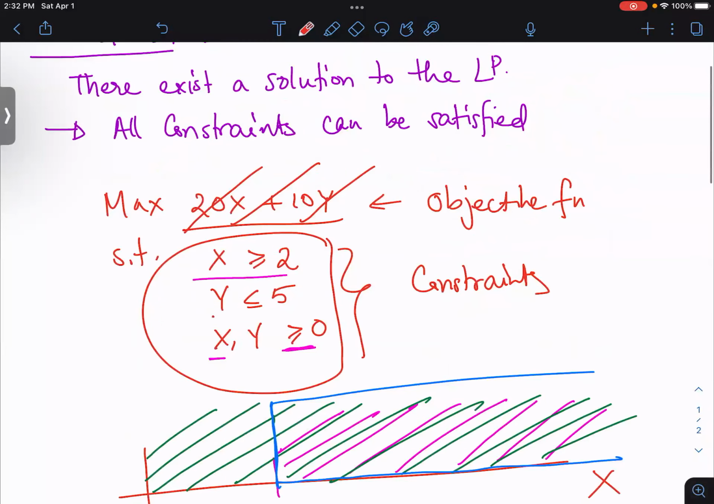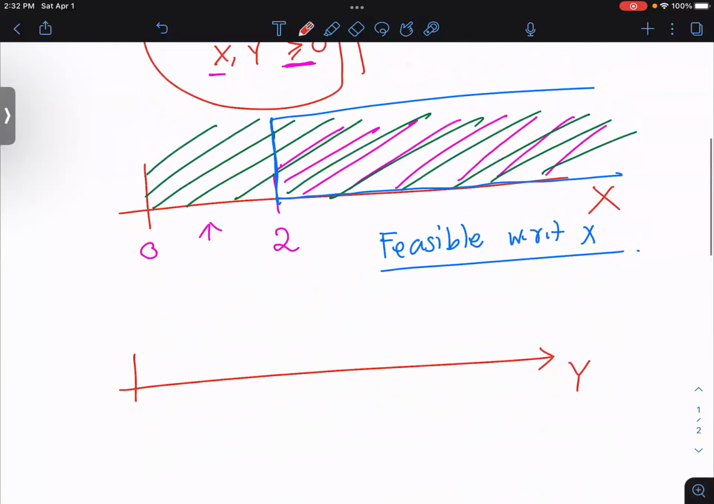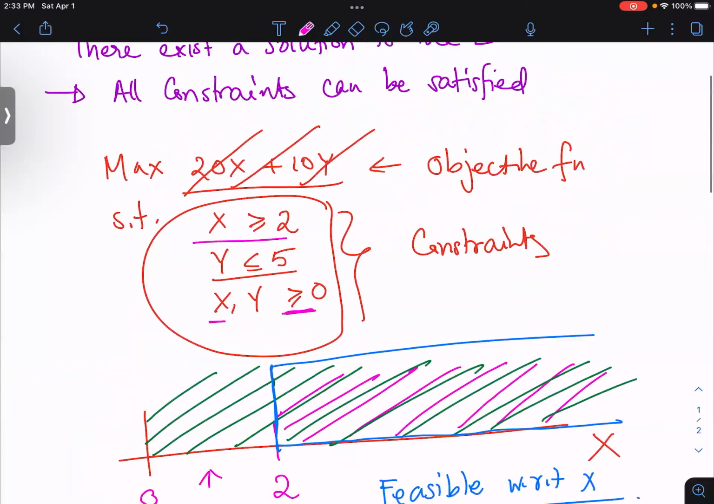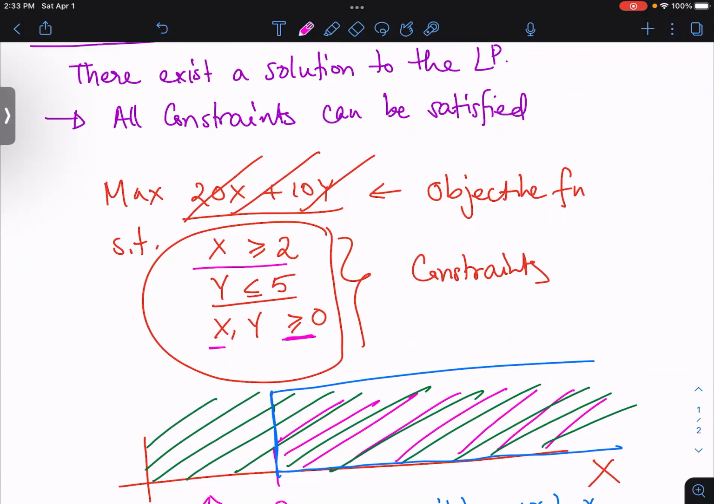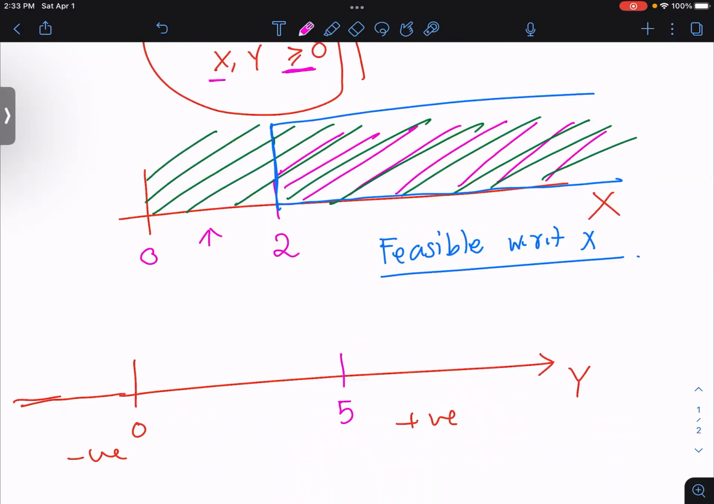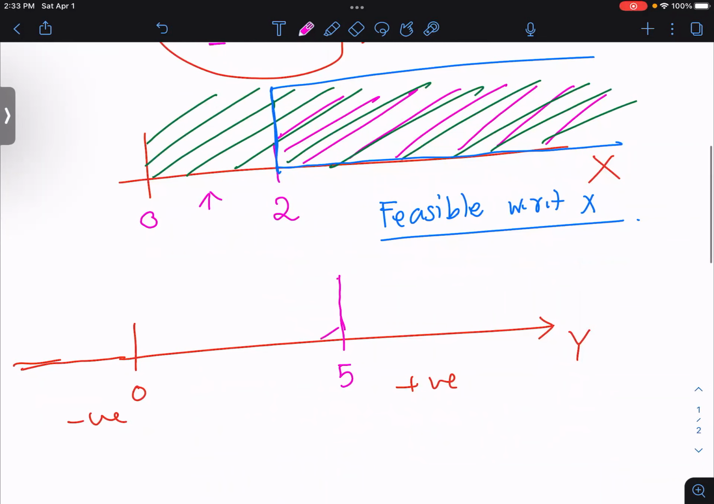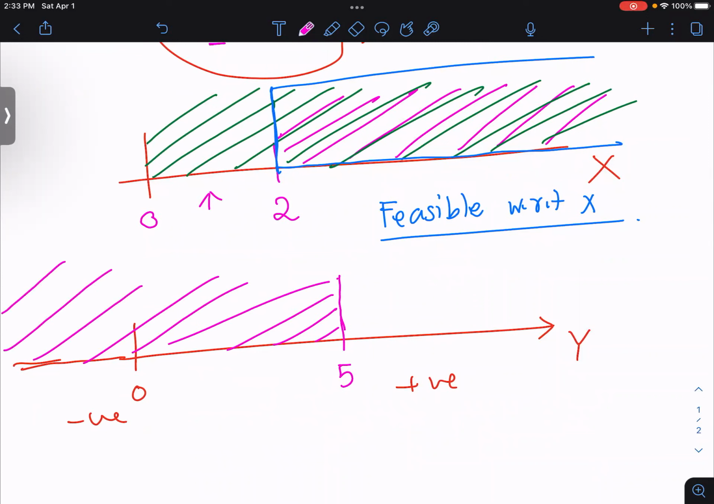The first constraint tells you y has to be less than or equal to 5. So again, let's think this is 0 and this is negative, where this is positive. Let's say somewhere here is y equals 5. This constraint tells you y needs to be less than or equal to 5, which means that y needs to be somewhere in this region.